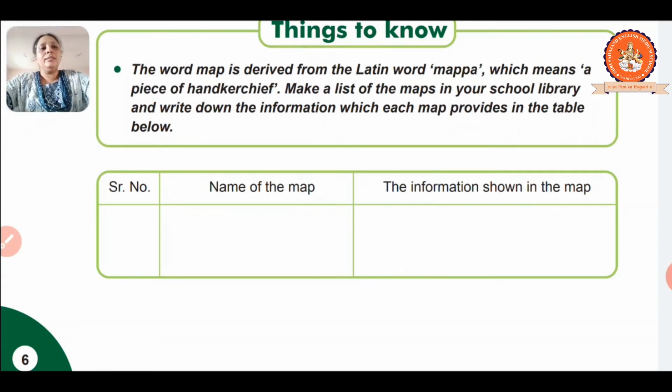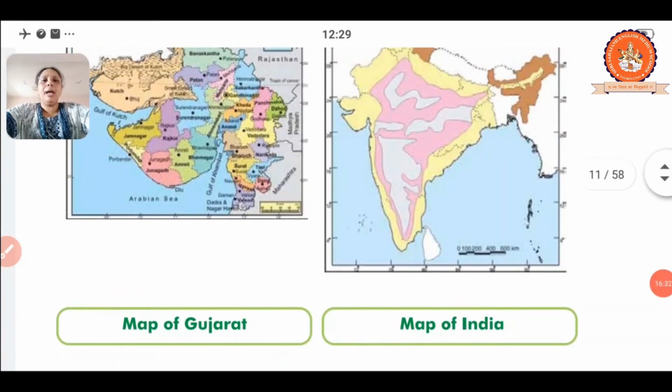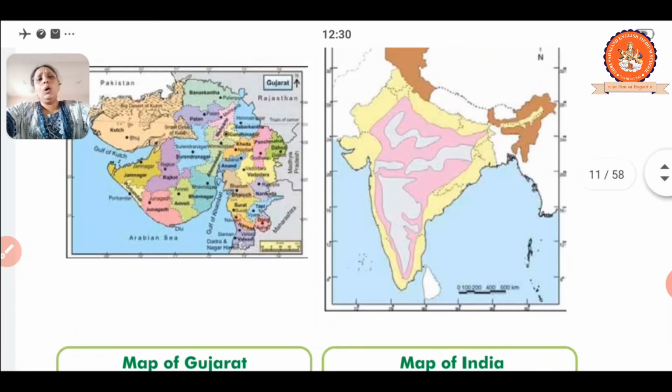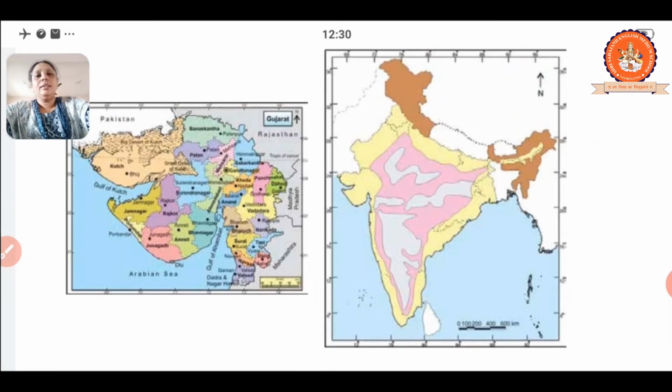Okay beta, we will change to a new page. Here two maps are shown, the map of Gujarat and the map of India. Now the whole of India is given here. This is our political map. India and Gujarat, both maps are on your screen. Did you see clearly?